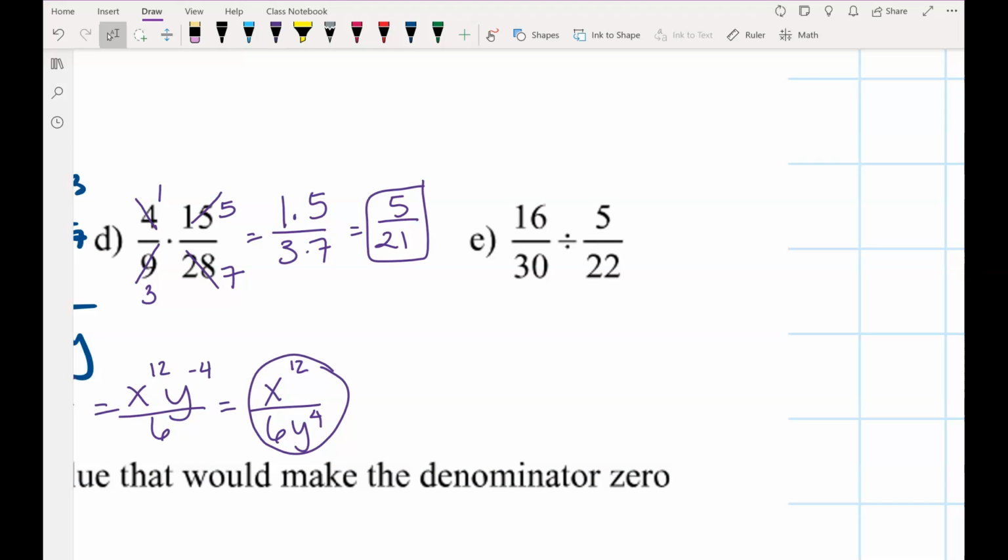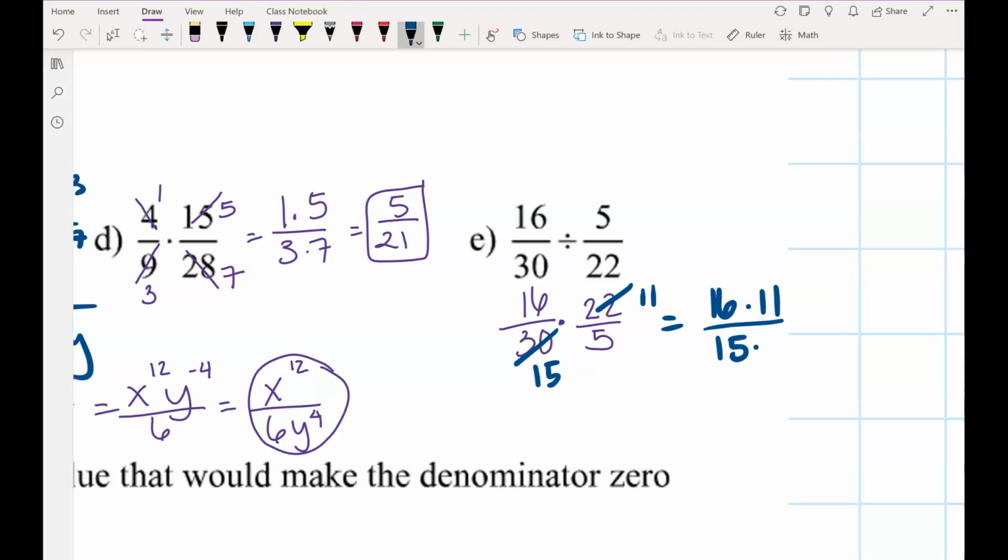Well, what do you guys do when we are dividing fractions? I hope you said that we will multiply by the reciprocal of the second fraction, okay? And again, don't forget, when you can reduce it right away so the numbers are smaller for you guys to work with. So they're both even. 22 divided by 2 is going to be 11. 30 divided by 2 is 15. So currently, we have 16 times 11 all over 15 times 5.